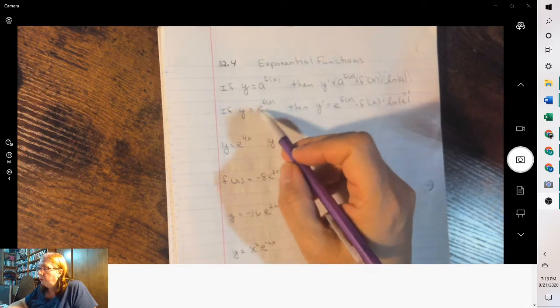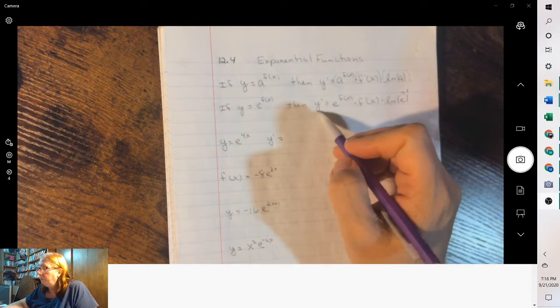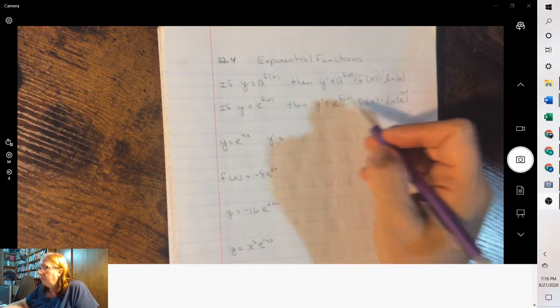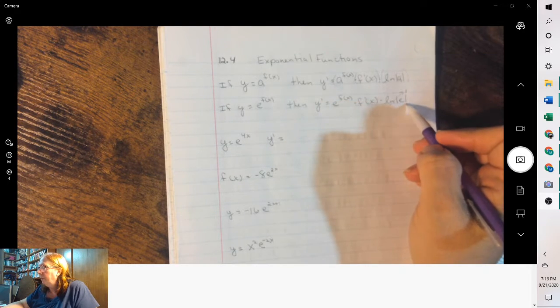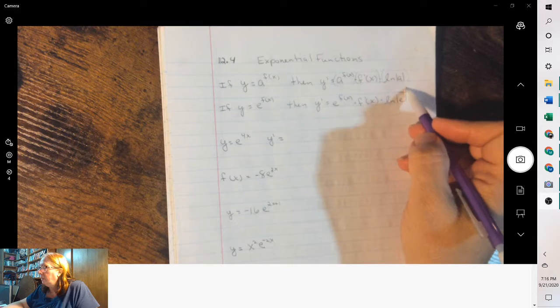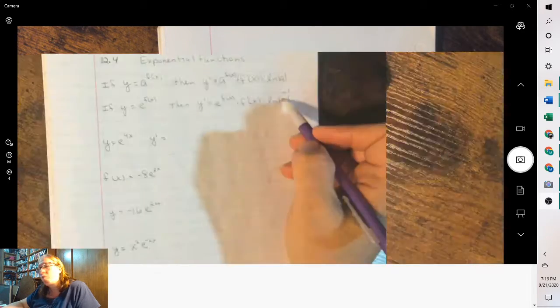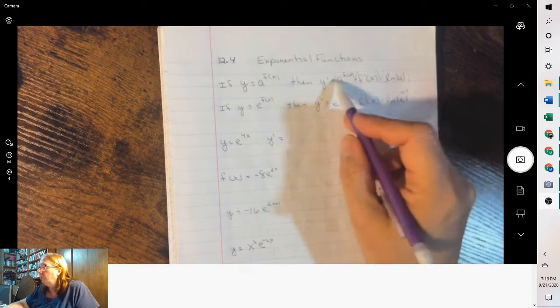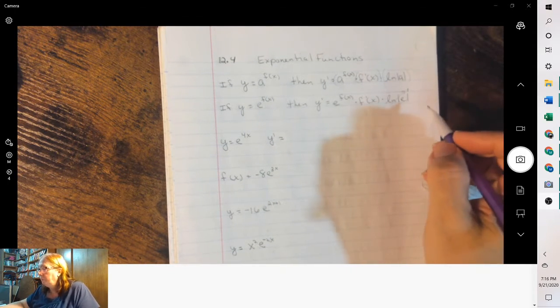The exponential, e to the f of x, is very similar. You leave the function the same, times the derivative of the exponent, times the natural log of the base. But the natural log of e is 1, so you really don't have to show this because it's a 1. If you want to use it so that you remember both formulas the same, you can.